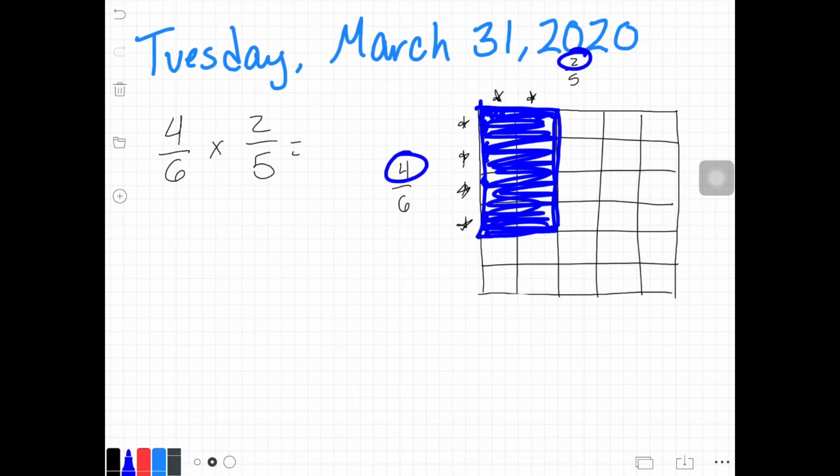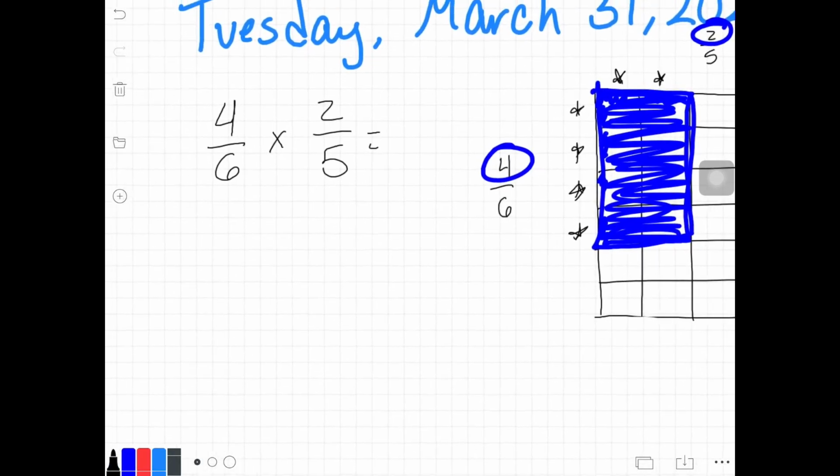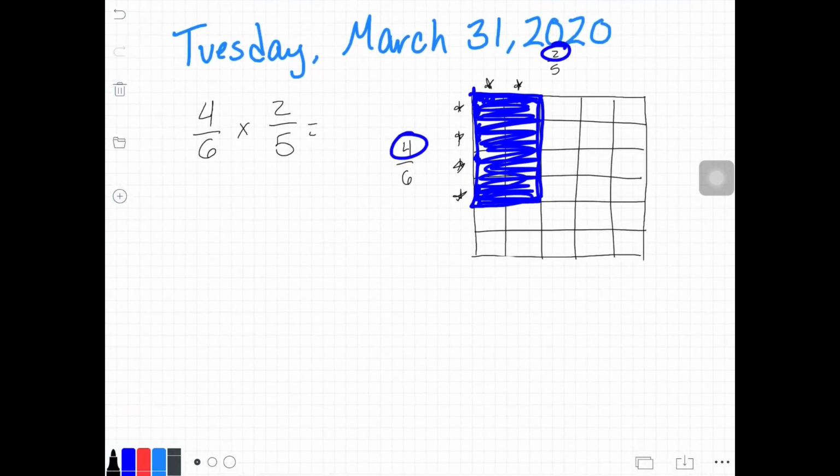Now this helps me kind of visualize and see exactly what it is that I'm doing and how I'm representing 4/6 times 2/5. What that will end up looking like when I multiply my fraction, multiply straight across, is that I'll get 8/30. Now, I don't know about you, but just looking at this rectangle, I can tell that there aren't 30 there.